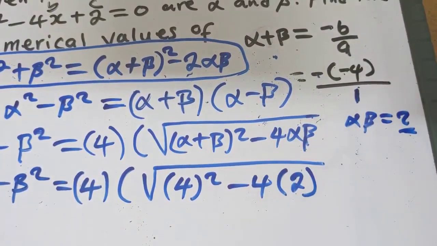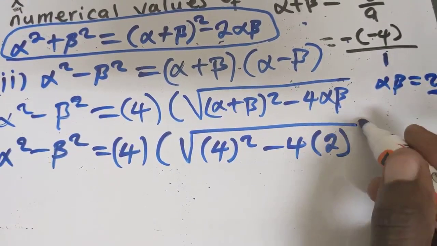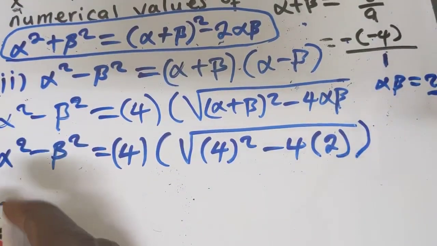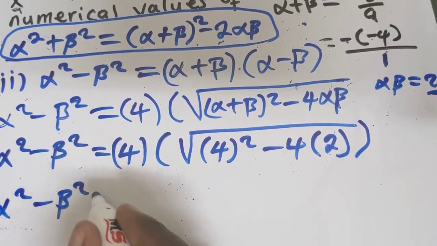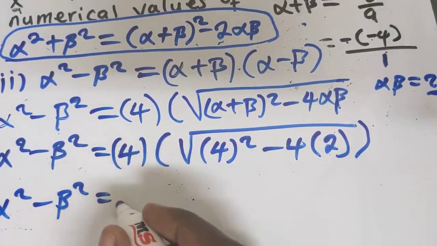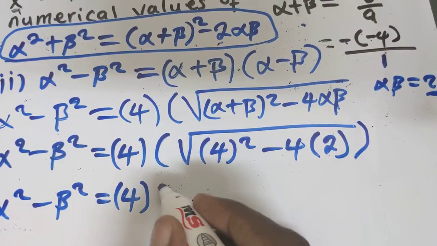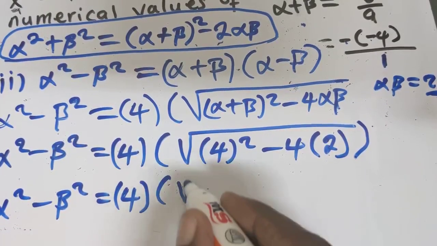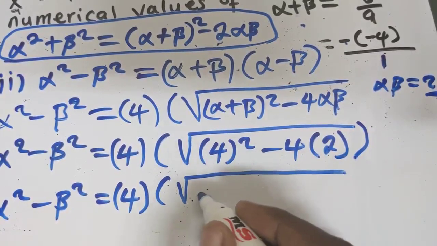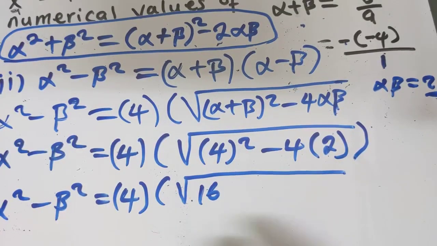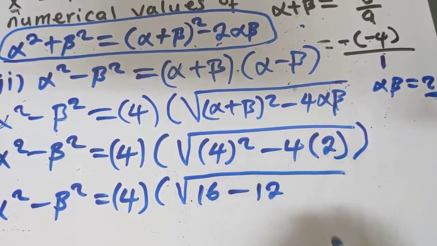That is what I did. So this is what we have just done there. Then we'll say alpha to the power 2 minus beta to the power 2 is equal to 4 multiplied by the root of that. What is 4 squared? 4 squared is 16. Right there. 4 squared is 16 minus, this is just 12 like that.